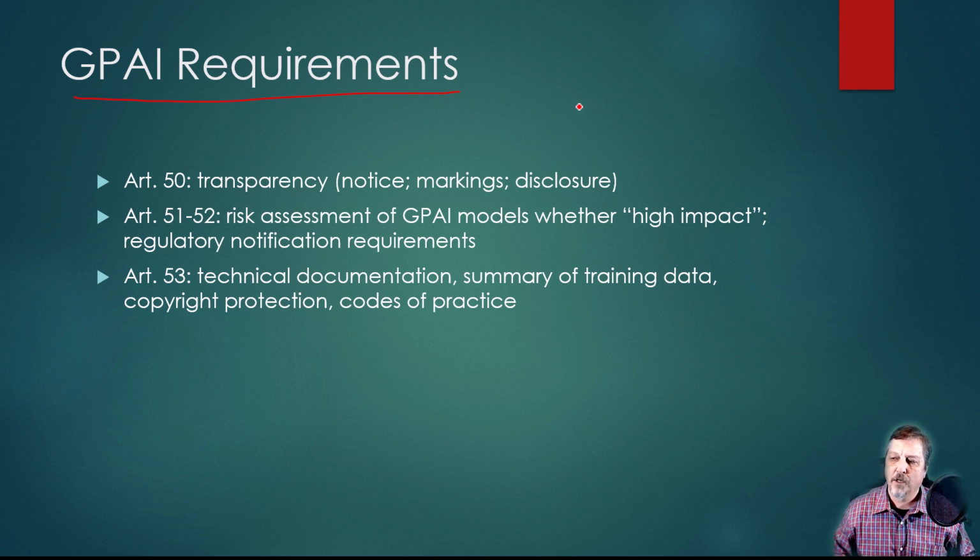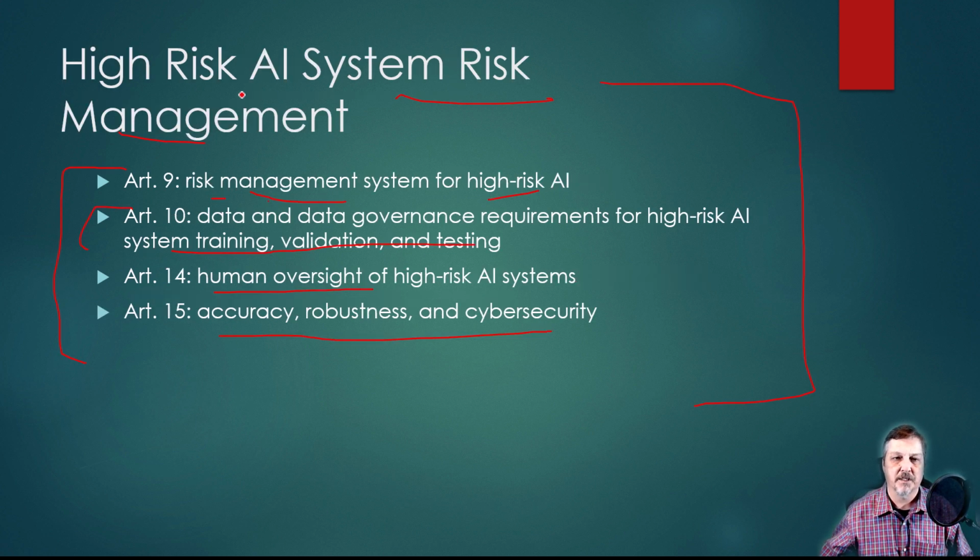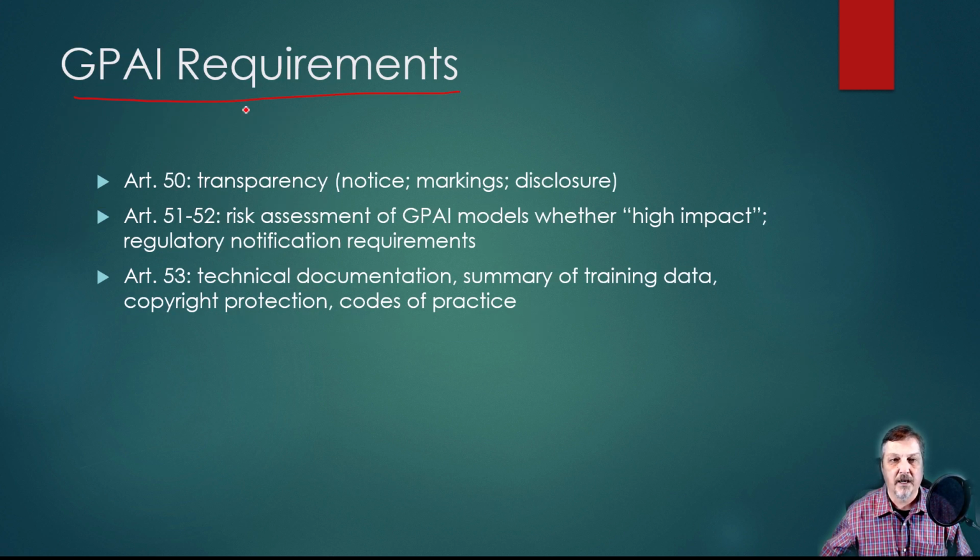So the GPAI requirements, finally, you can see are not as burdensome, I guess I would say, as comprehensive as the risk management process for a high-risk system. For a GPAI system, you do have a transparency obligation, and that's going to apply to a high-risk system too, by the way. So you've got to give notice if a person's interacting with an AI system. If you're producing output that's done with AI, there's certain kinds of marking and disclosure type requirements.